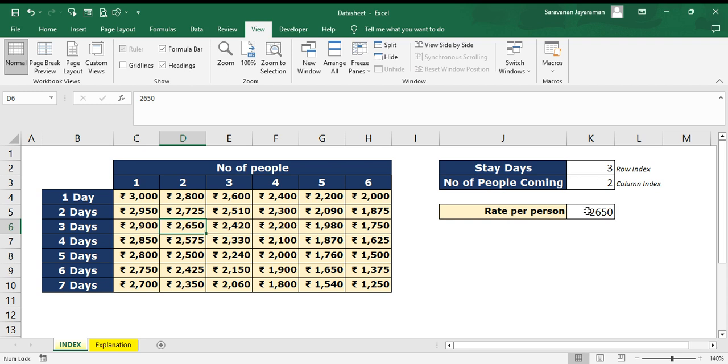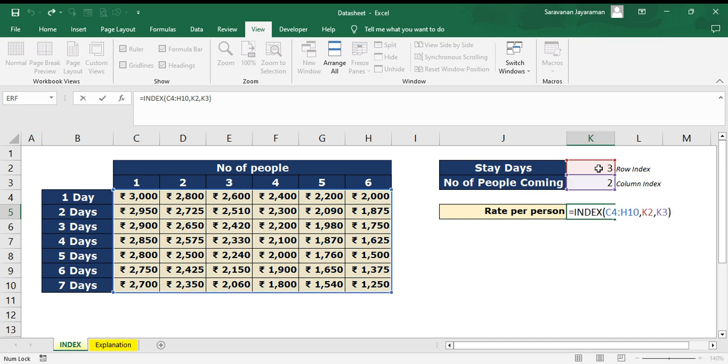Instead of referencing to a number directly, we can type here. Here we're given K2, K3. So I'll just put the number 3, so row 3 and column, and it works. So this is how the INDEX function works, and usually INDEX and MATCH go hand in hand.